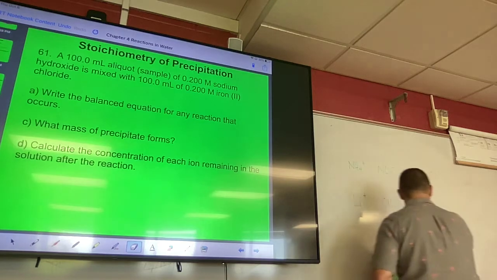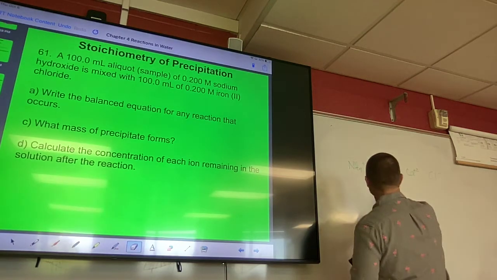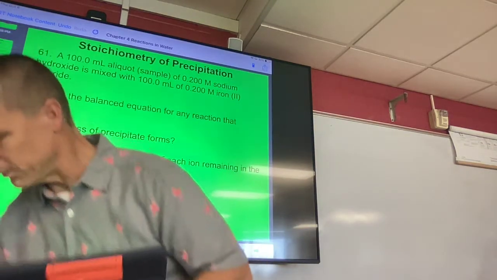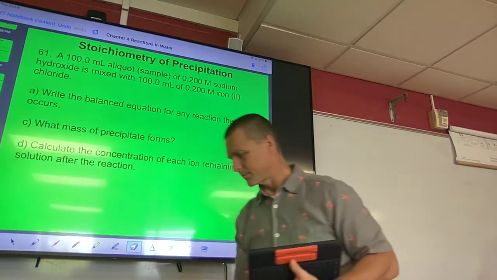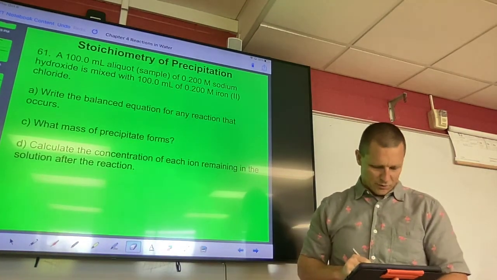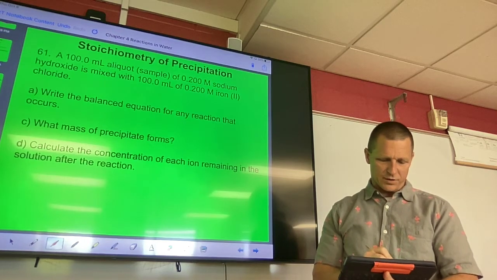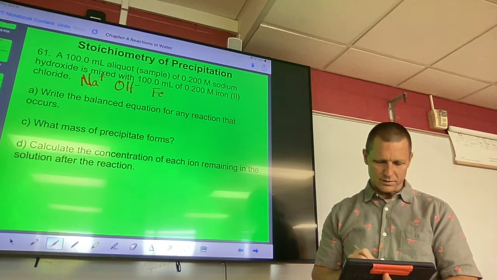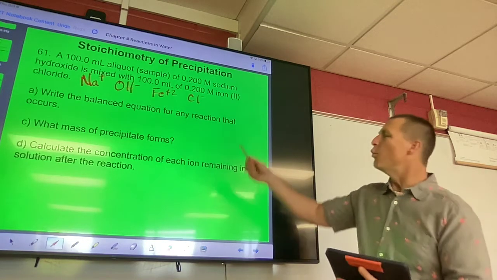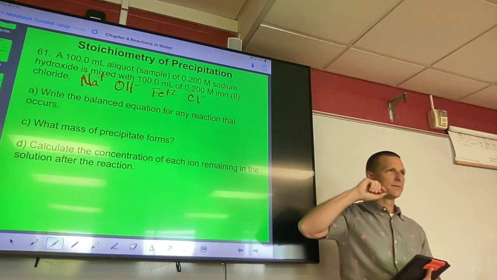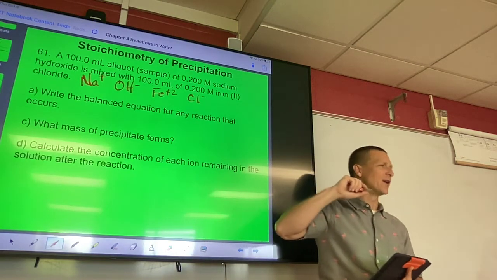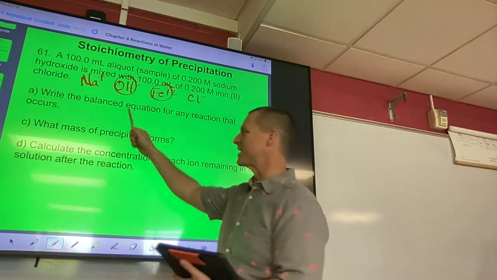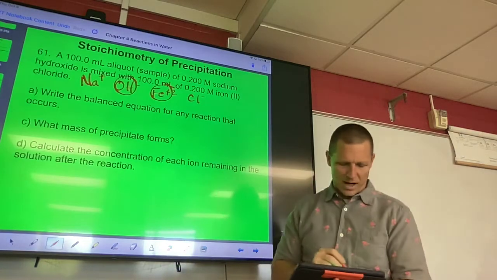So I'm going to get rid of this. I guess I could just write it on here. I'll do that. So we have sodium ions, hydroxide ions, iron(II), and chloride. What do you think is going to be our precipitate? The iron with the hydroxide. Yep. These 2 are going to precipitate. And so now it doesn't say the net ionic in this case. It says write the balanced equation. So we'll write the whole thing.